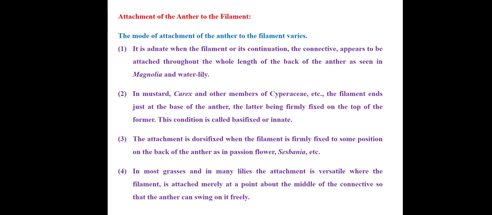And in most grasses and in many like lilies, the attachment is versatile, where the filament is attached merely at a point about the middle of the connective, so that the anther can swing on it freely.